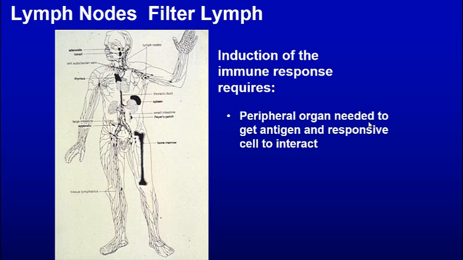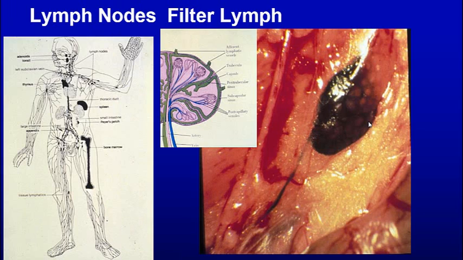bacteria or foreign invaders. Peripheral organs are needed, so you can't just have the primary, you have to have secondary organs. Lymphocyte recycling, so you have a lymphocyte looking for its antigen. If it doesn't find it, it recycles around. In the appropriate context, you want to maintain the barrier.